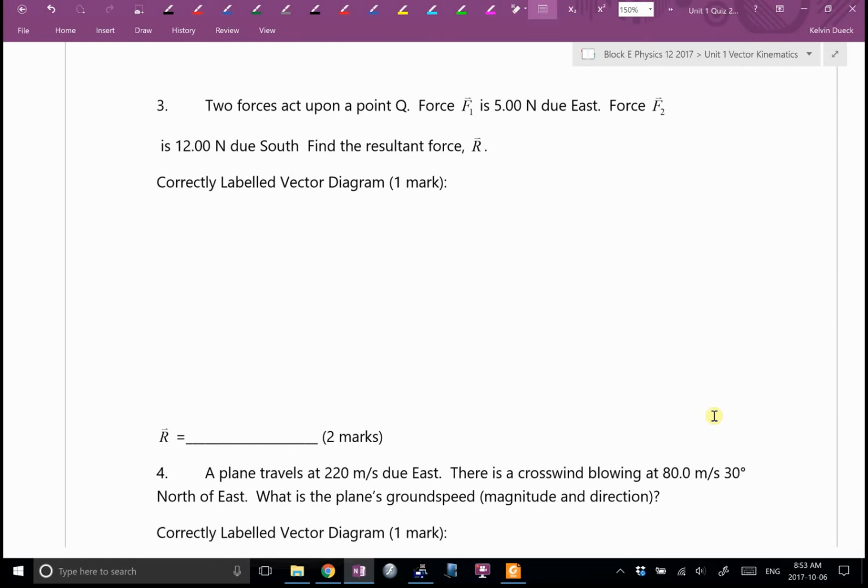Hey, they want me to add 2 vectors. Deb, any suggestions on how I might want to add them together? Tip to tail, you say. I also see compass directions, so I'm cleverly going to put a little compass rose on here.